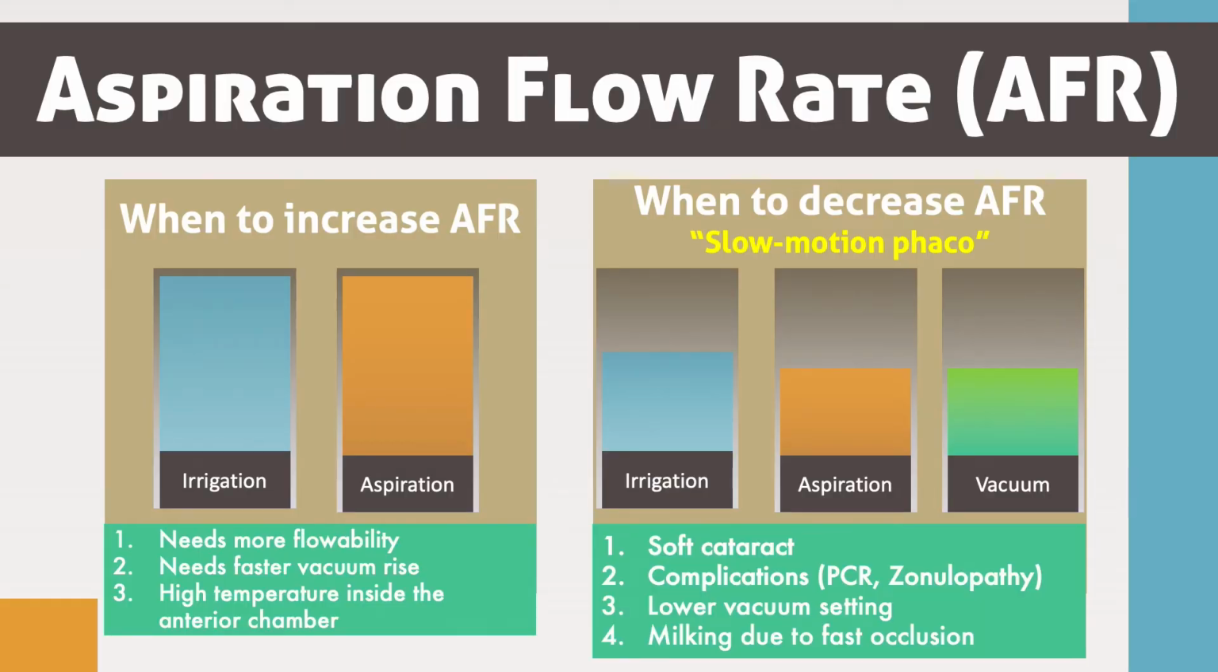When to increase or when to decrease the aspiration flow rate? We need to increase the aspiration flow rate when we need better flowability, for example, if we used high bottle height irrigation, or if there is a high repulsive power. Also, we need to increase it when we need faster vacuum rise, or when the temperature is high inside the eye, for example, when we are dealing with dense, mature cataract.